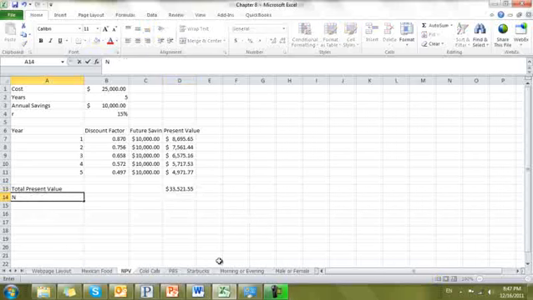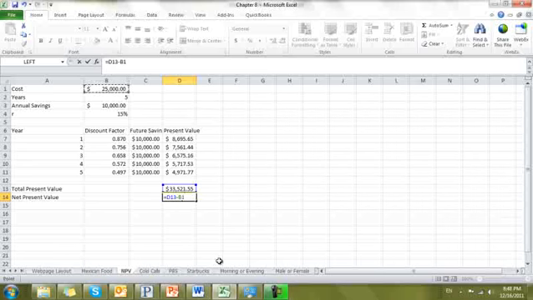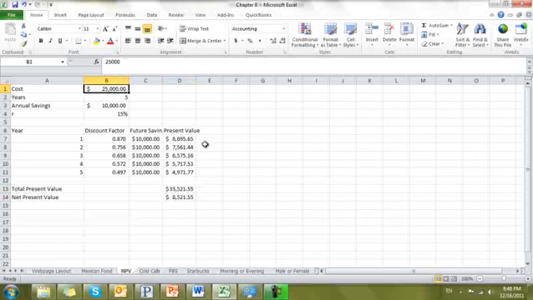I can also calculate my net present value, and that is simply equal to my total present value less my cost that I have to pay up front. You see that right now, if I purchase this, I've already gained $8,000 in terms of total value. That's my net present value. Another way of saying this is that it cost you $25,000, but it's worth $33,000. The difference is $8,000. So should you spend the $25,000? Yeah, because it's worth $33,000.